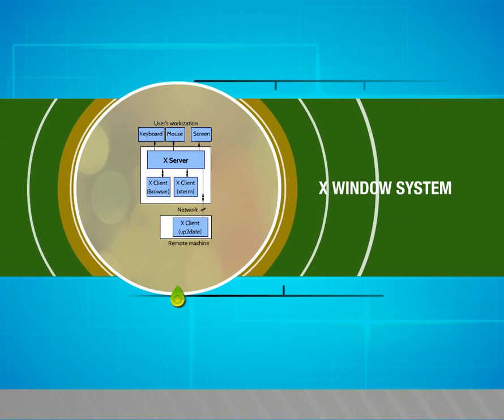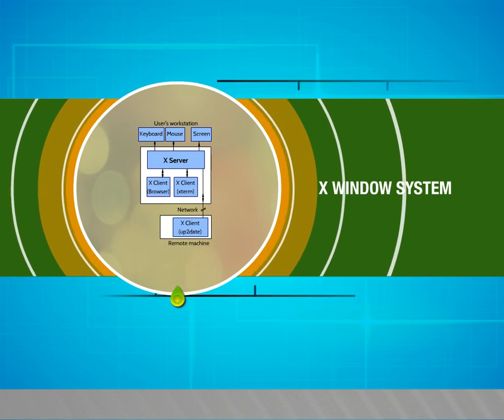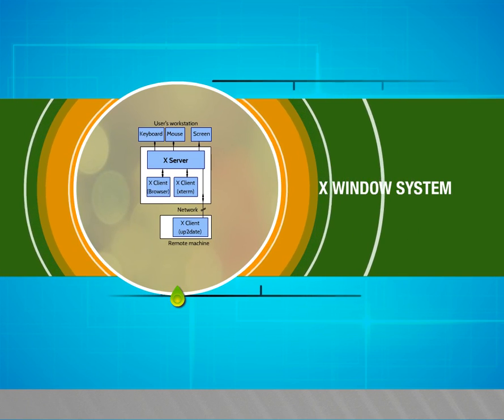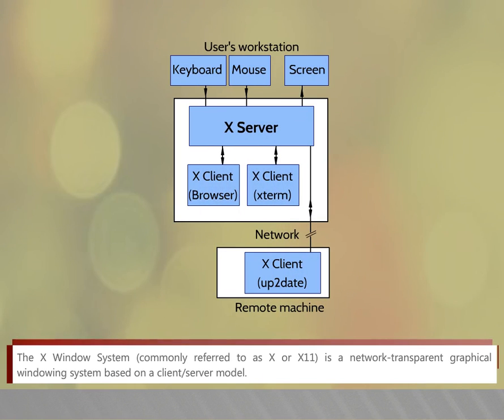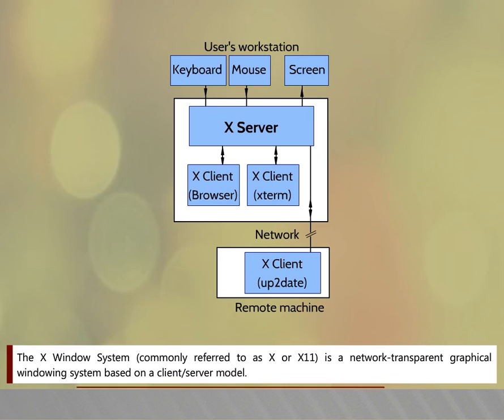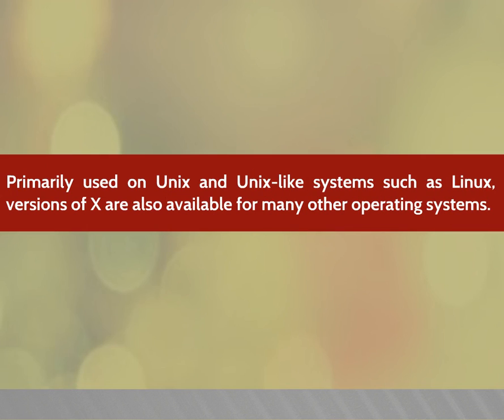X Windows system. In this video, we are going to see about X Windows system. The X Windows system, that is commonly referred to as X or X11, is a network transparent graphical windowing system based on a client or server model, primarily used on Unix and Unix-like systems such as Linux. Versions of X are also available for many other operating systems.